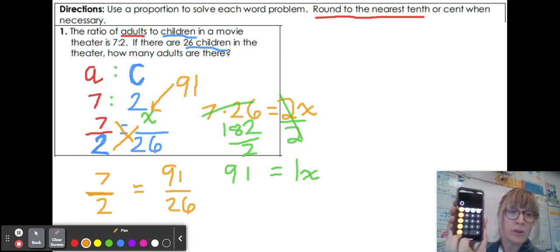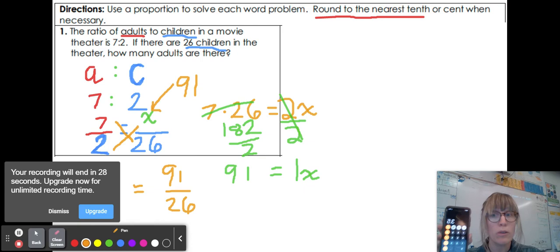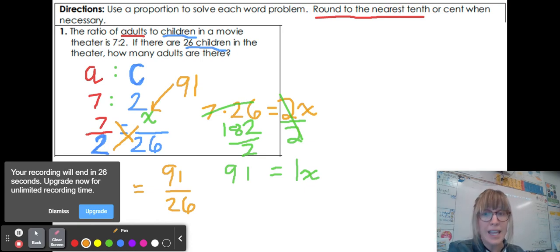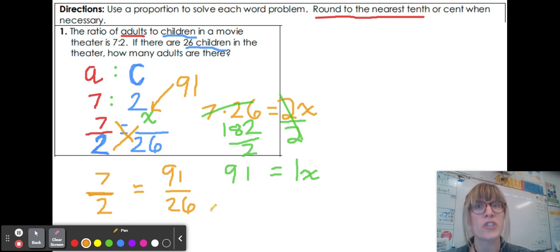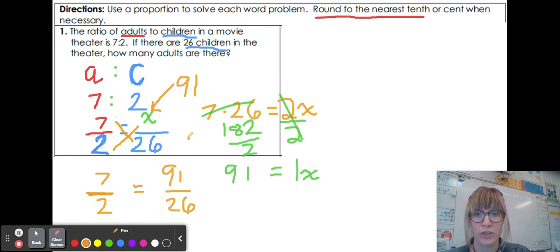So you can do on your calculator, if you want, you can do 7 divided by 2. Oops, not 72, but 7 divided by 2, which is 3.5. And when you do that same thing, 91 divided by 26, you'll see you also get 3.5. So you can say, is 3.5 equivalent to 3.5? Well, yeah, it is. So there's 91 adults.